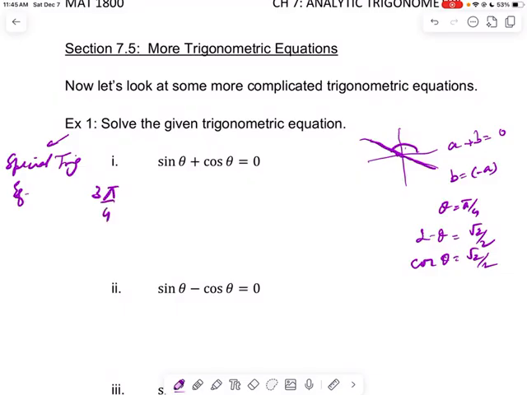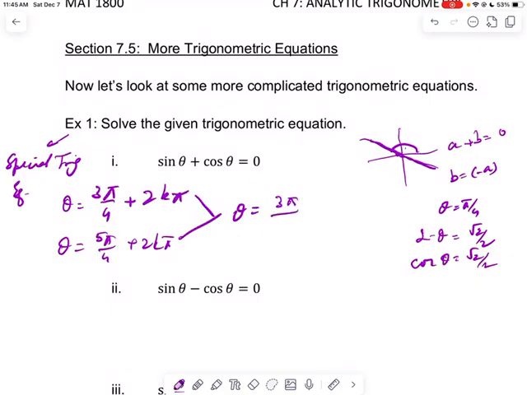So theta is equal to 3 pi over 4 plus 2k pi, and then theta is equal to 5 pi over 4 plus 2k pi. But actually these two can be combined and written as theta is equal to 3 pi over 4 plus k pi.